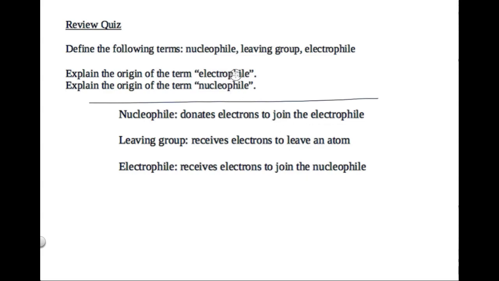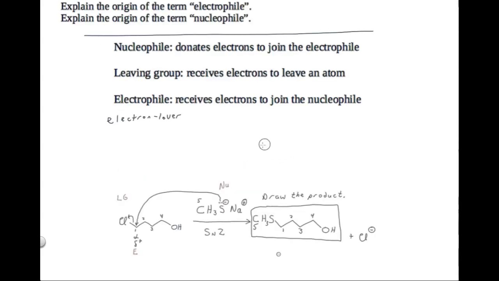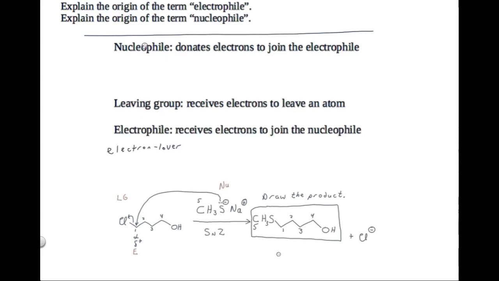And then how do we explain the origin of the term electrophile? Well, as I discussed in an earlier video, the suffix phile means liker or lover. So an electrophile is an electron lover. Well, that makes sense. Electrophiles want to receive electrons. So it would make sense to think of an electrophile as something that likes or loves receiving electrons. So in this example we completed, carbon 1 was the electrophile and carbon 1 was receiving electrons, indicating that it likes or loves electrons.